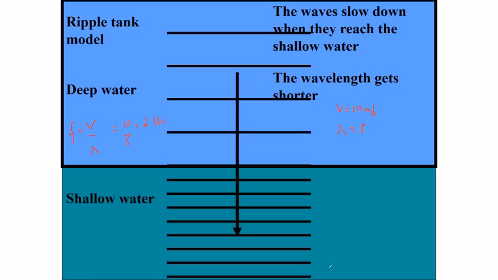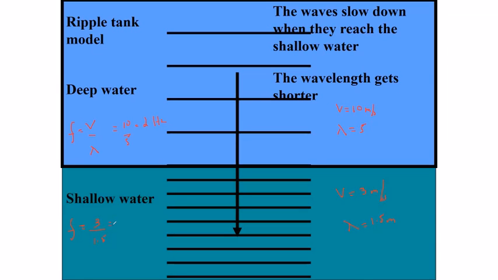As it enters a shallow region, the speed decreases, and the wavelength also decreases. For example, the new speed is equal to 3 meters per second, and the wavelength is 1.5 meters. What is the frequency? When you calculate the frequency, speed divided by wavelength, the speed is 3 and the wavelength is 1.5.